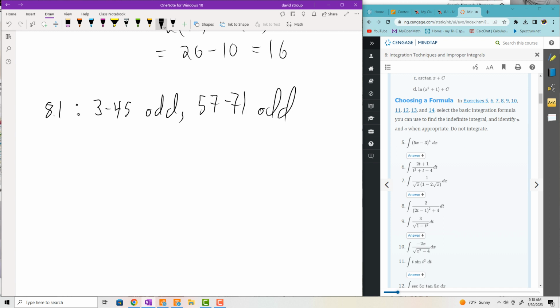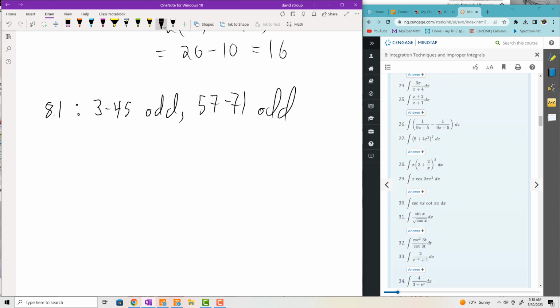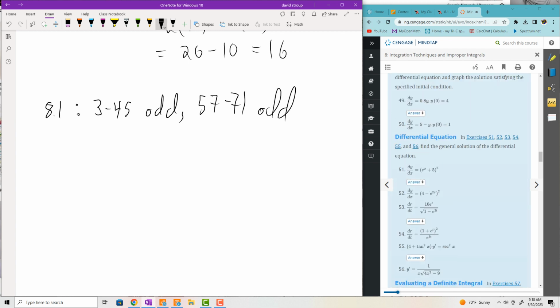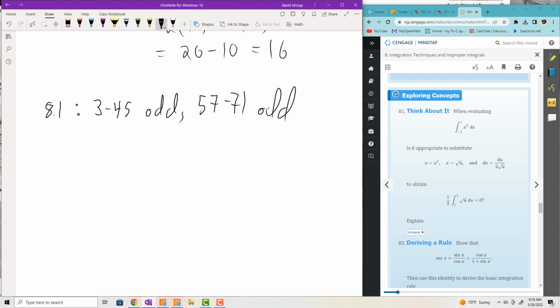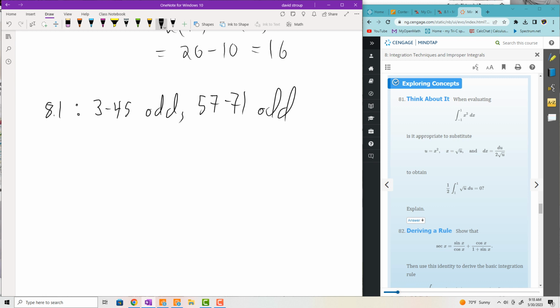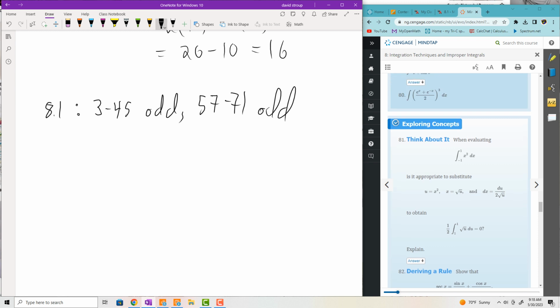And if you really want a challenge, you can look down here at some of these challenge type problems, and you learn a lot more about doing derivatives and integrals in the exploring concept section.